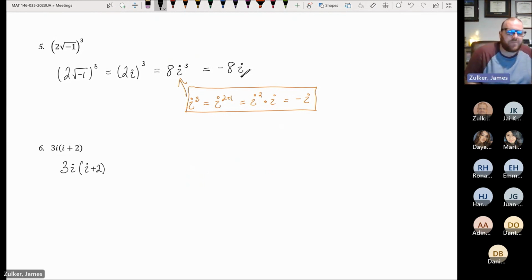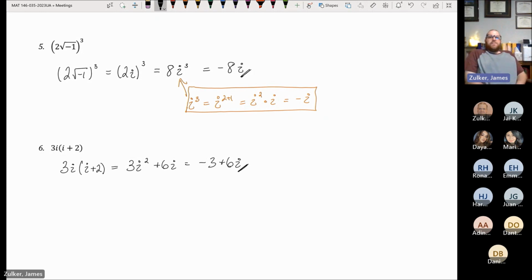Let's look at 3i times (i plus 2). And again, think of this in terms of just basic algebra. Distribution. We would have 3i times i, which is 3i squared. Then we'd have 3i times 2, which is plus 6i. And then, of course, i squared is -1. So we get -3 plus 6i.